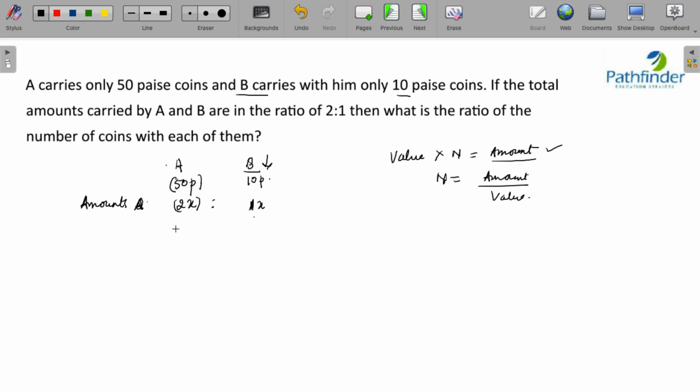So what are you required here? 2x divided by 50 as to x divided by 10. So x gets cancelled out. We have 1 by 25 as to 1 by 10, which is 10 as to 25, or this gets cancelled from 5, 2s are 10, 5 5s are 25. So the final ratio of number of coins of each type is 2:5.